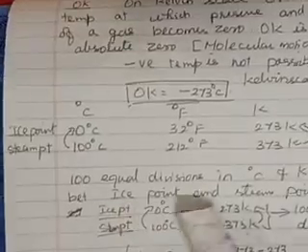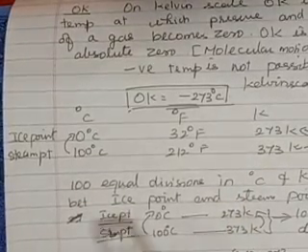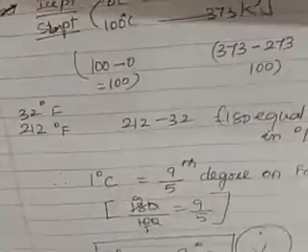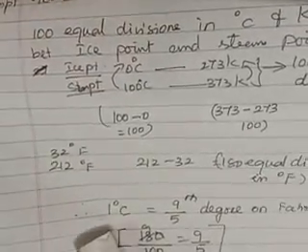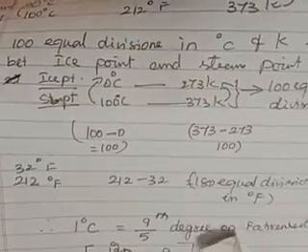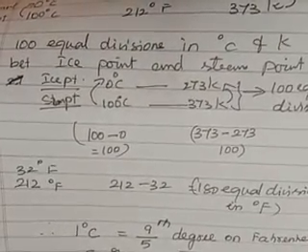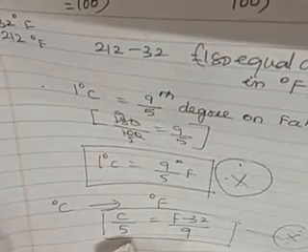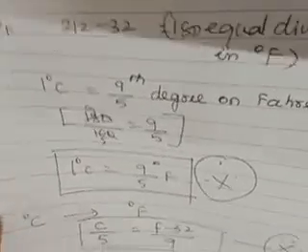How many equal divisions are there in Celsius and Kelvin? You know, 100 equal divisions. In Fahrenheit, it is 180 equal divisions. So, what is equivalent to 1 degree Celsius? 1 degree Celsius is equal to 9 by 5 degrees on the Fahrenheit scale. Important. And finally, we learned this formula: C by 5 is equal to (F minus 32) by 9. Okay. Now, we will go to part 2.